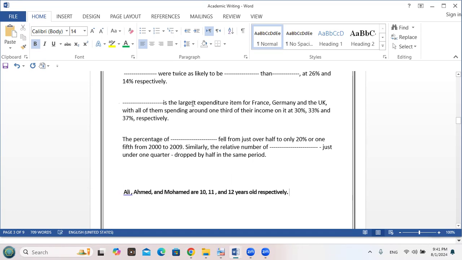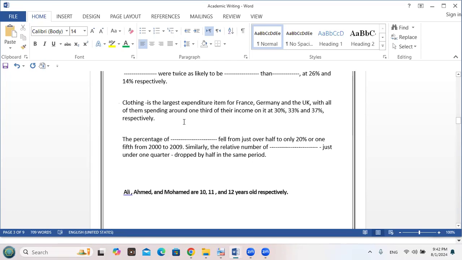So here we have this one. For example, I can say, as you see, whatever it is, the largest expenditure item for France. You can say clothing, for example. You can write here: clothing is the largest expenditure item for France, Germany, and UK, with all of them spending around 1/3 of their income on it at 30%, 33%, and 37% respectively.